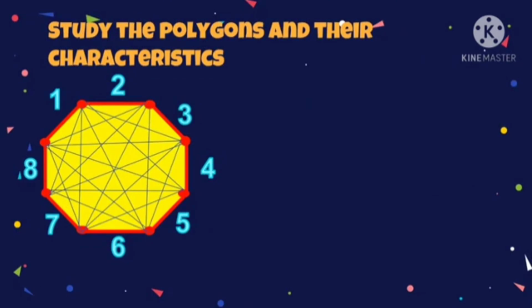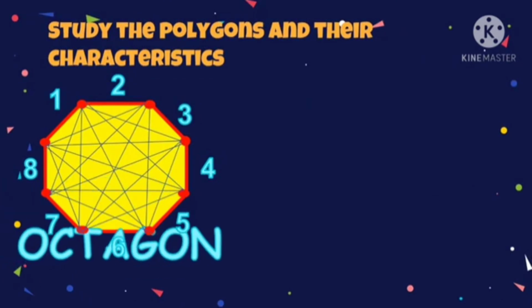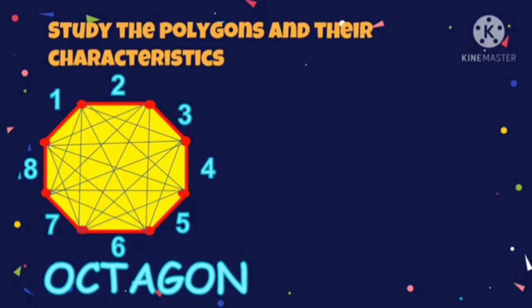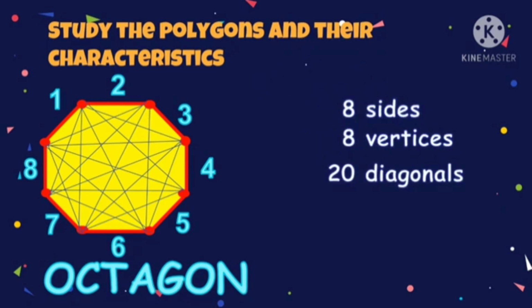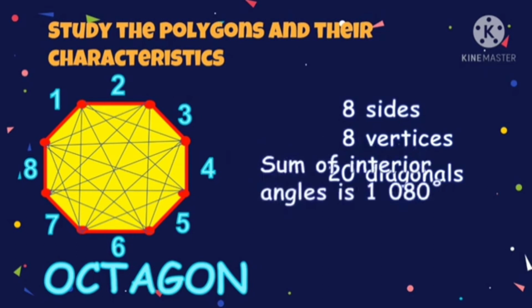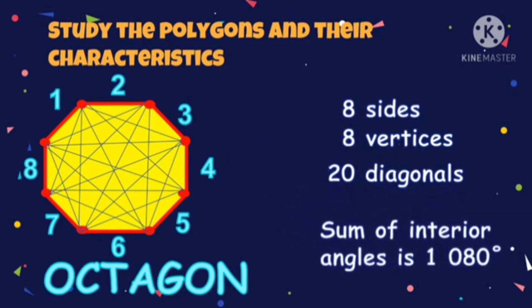Okay, so let's now proceed on the next polygon, which is an octagon. An octagon has 8 sides. So as you can see, meron siyang 8 sides and it has 8 vertices. Then, 20 ang kanyang diagonal. So kung napapansin nyo, habang dumadami yung sides ng isang polygon, dumadami din yung kanyang diagonals. And the sum of the interior angles of an octagon is 1080 degrees.